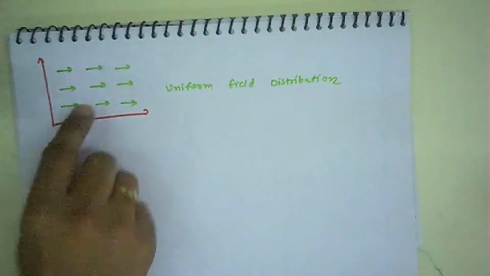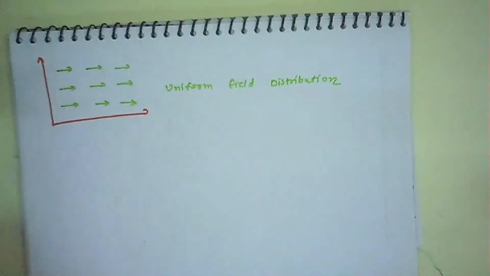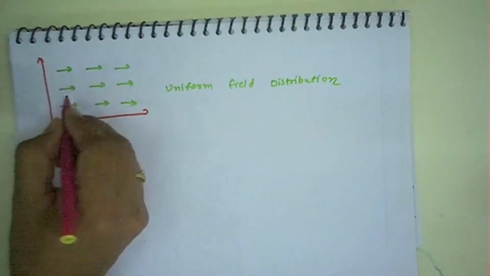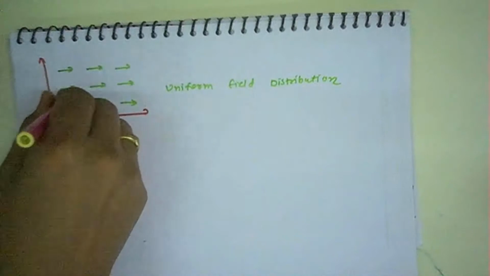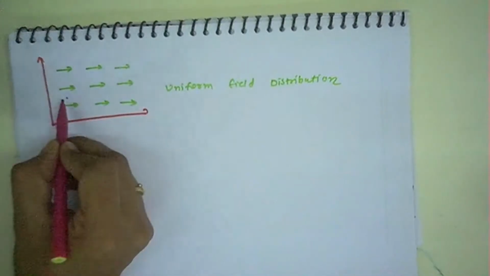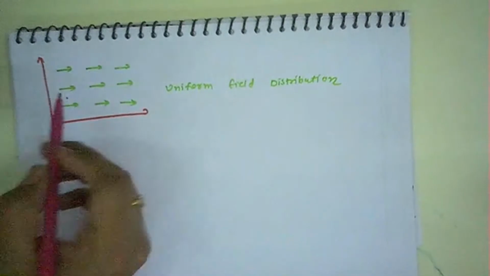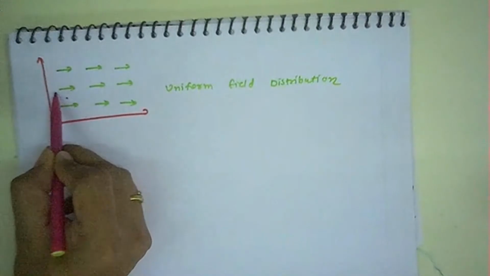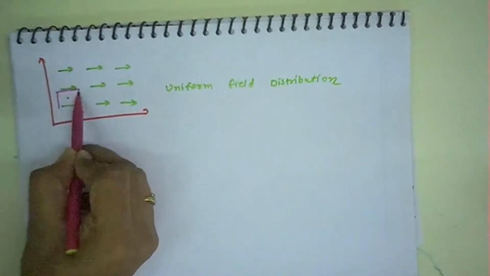Now we want to find out the curl of this vector. Whenever we want to find out the curl, we always find curl at a certain point. So let's consider here I want to find out my curl. So what we have to do? We have to take one loop that is encircling this point.